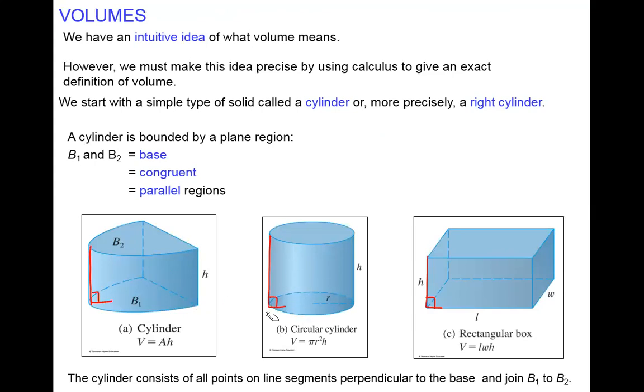Pi r squared times the height. Length times width times the height. Yeah, we know that, especially this one and this one. We can see they follow the same definition: the area of the base times the height. We have no problem if we have this type of shape. Area of the base and the height, we can get the volume.